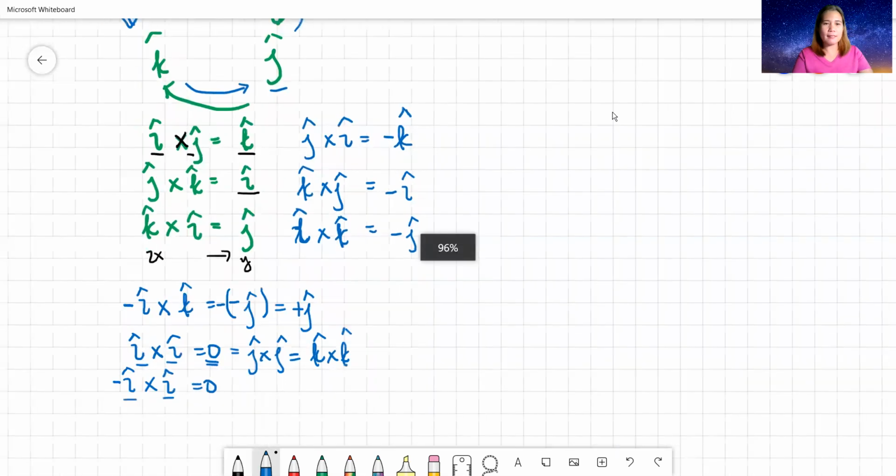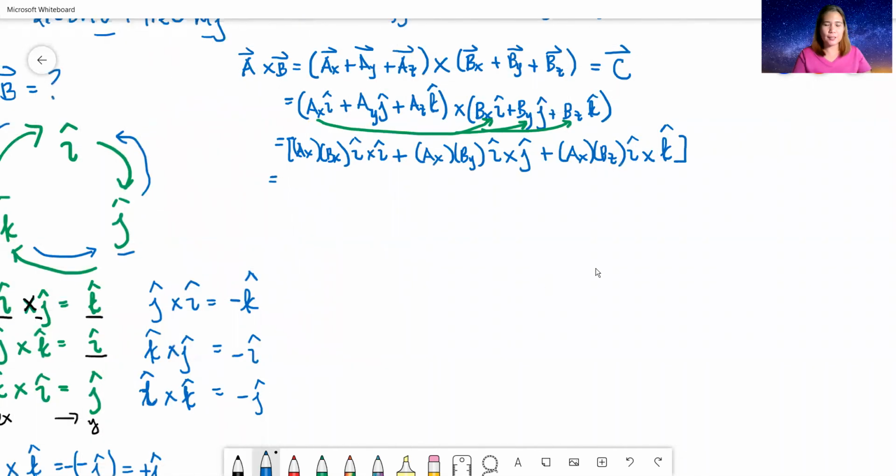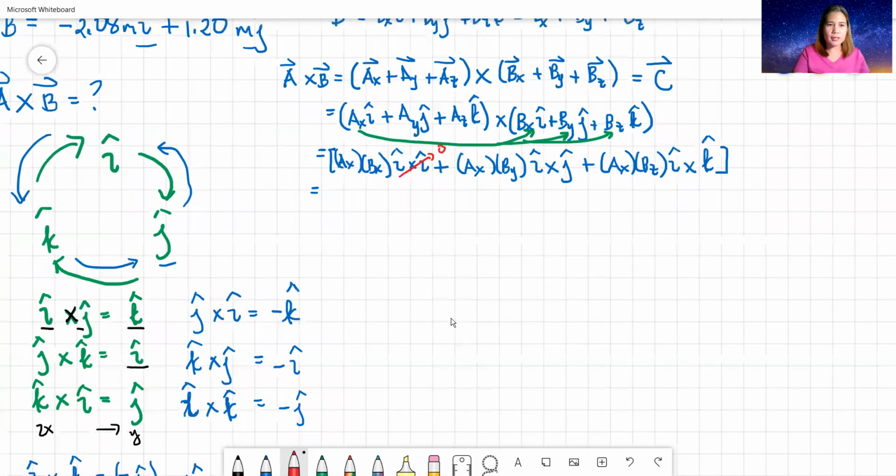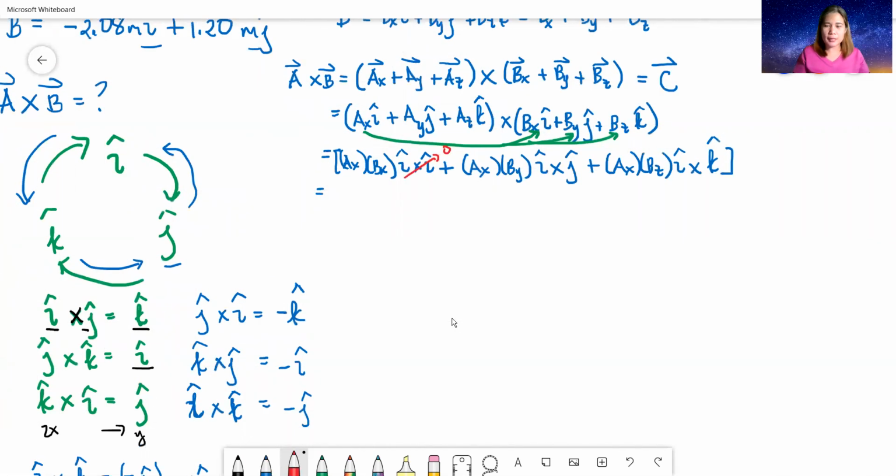So having said these things here, balik tayo dito sa simplification natin. So dito pa lang, I cross I, magsisiro na yan. I cross J, what's I cross J? It's positive K. So ang matitira dito, I will still have AX, no matter what value that is, BY, and then I cross J becomes positive K hat. Tama ba? Okay, I have K hat here.